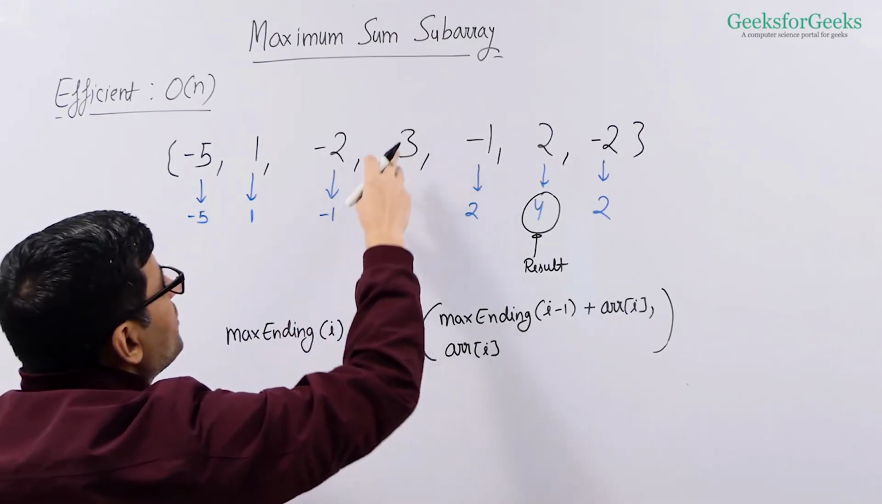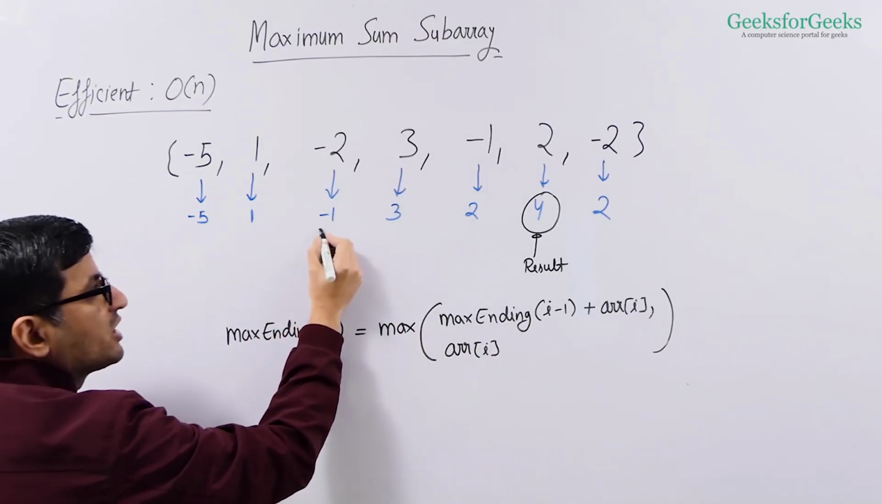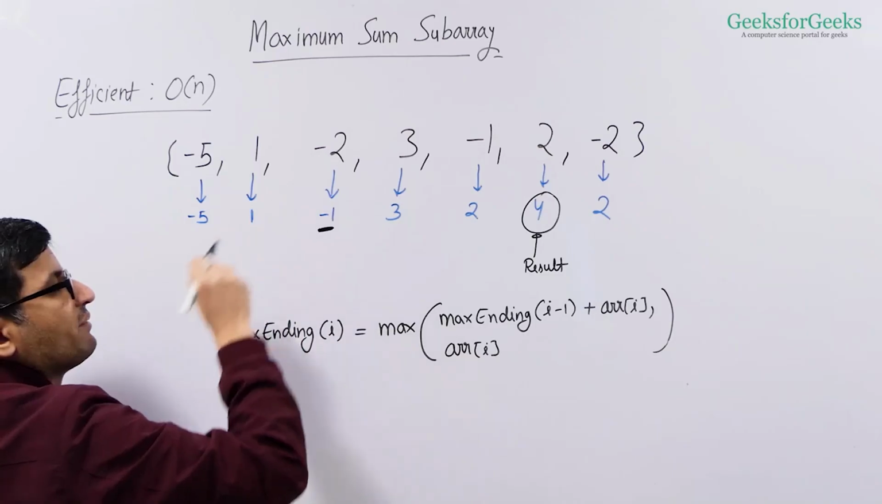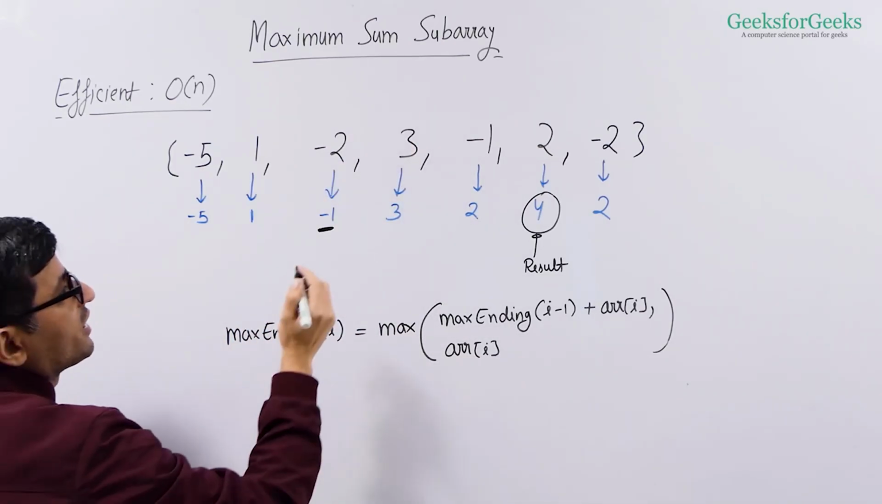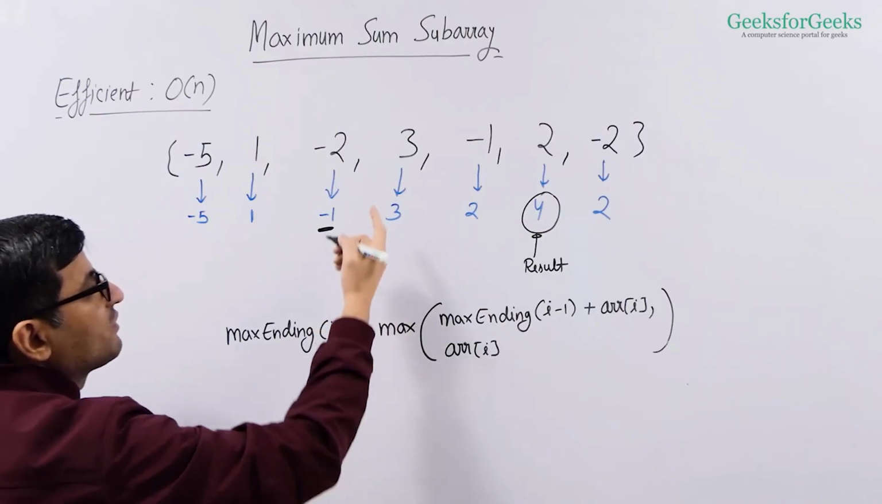When we are at 3, we again have two choices. We take this -1, maximum ending with i minus 1, and add 3 to it. So we get 2. The other choice we have is 3. So the maximum of these two is 3.